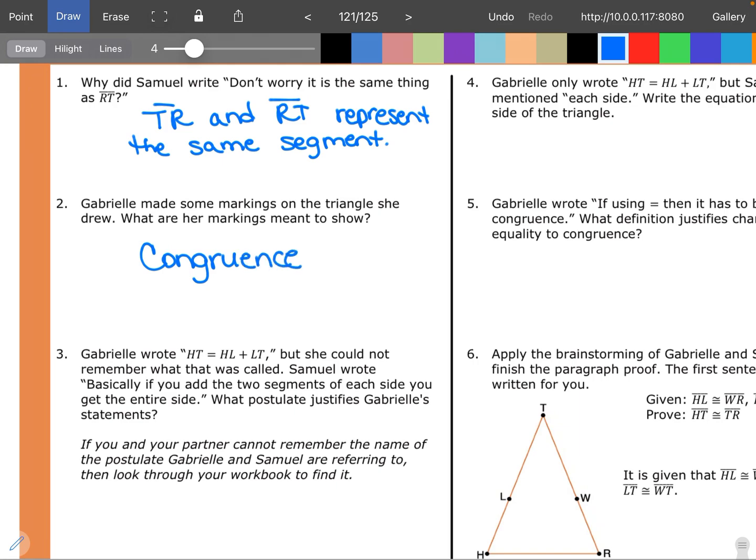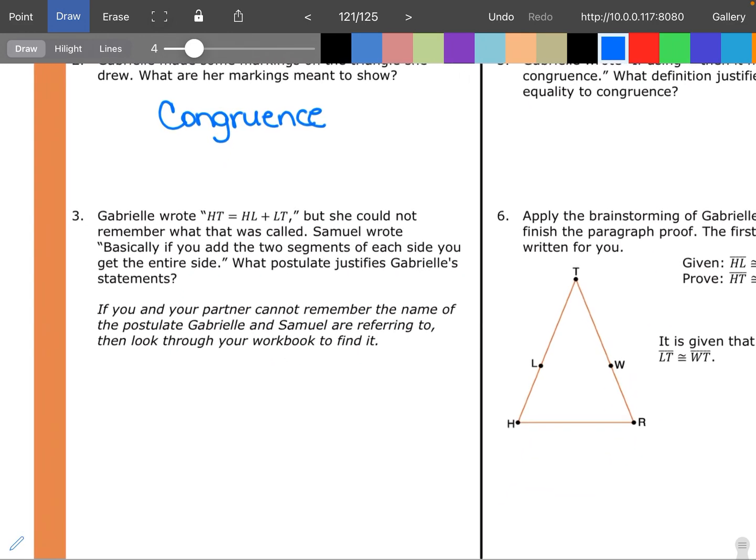Gabby wrote HT is equal to HL plus LT, but she could not remember what that was called. Samuel wrote, basically, if you add the 2 segments of each side, you get the entire side. What postulate justifies Gabby's statements? That would be the segment addition postulate. I'm running out of room, so I'm just going to put it down here, the segment addition postulate.